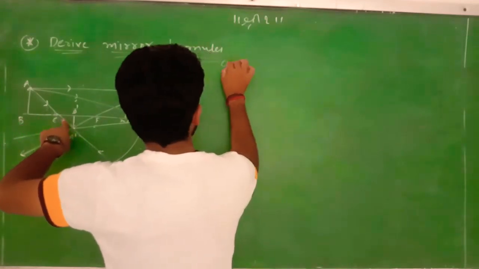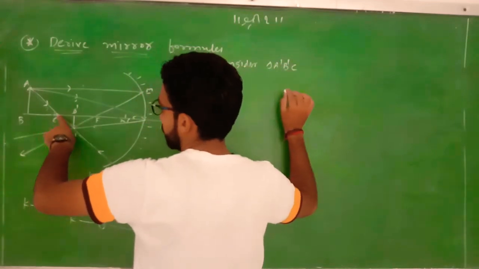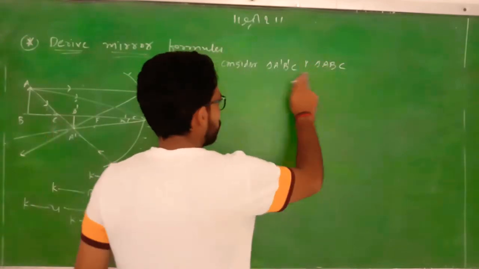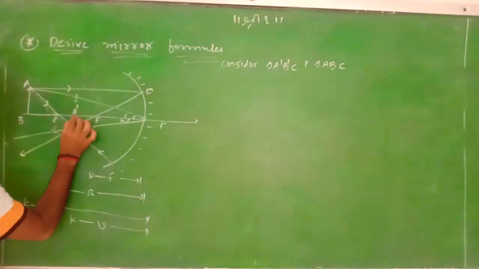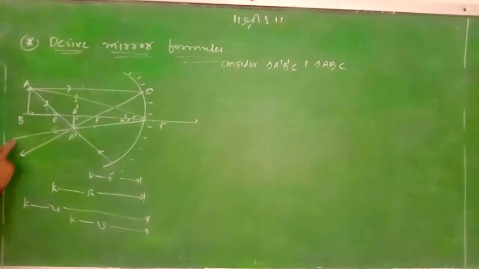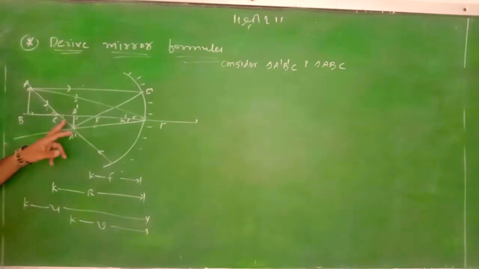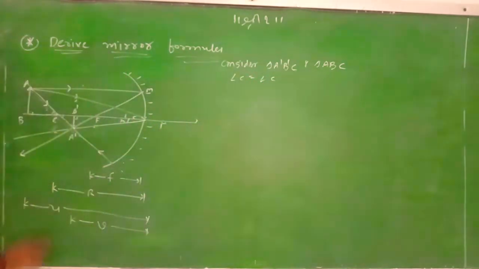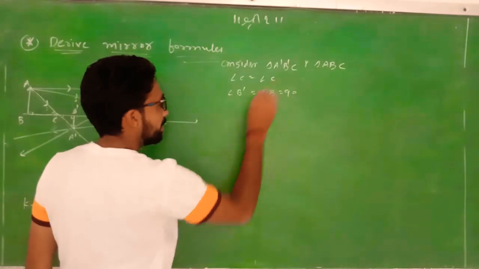So consider triangle A'B'C, this one, and triangle ABC. Now we have to show these two triangles are similar to each other. In this case, you can see this is a 90 degree angle and this one is also a 90 degree angle. So B' and B are equal. Also this angle C is common. So for these triangles, angle C is common for both. Also B' is 90 degrees and B is also 90 degrees, so angles B' and B are equal.